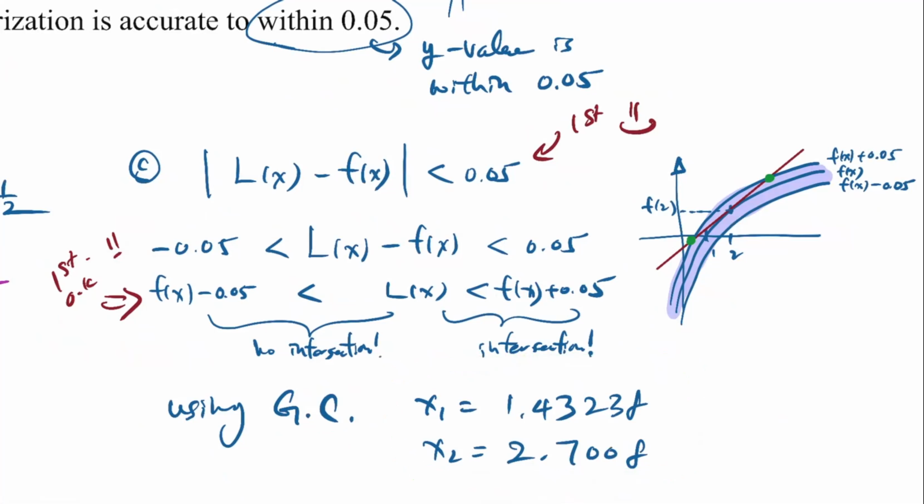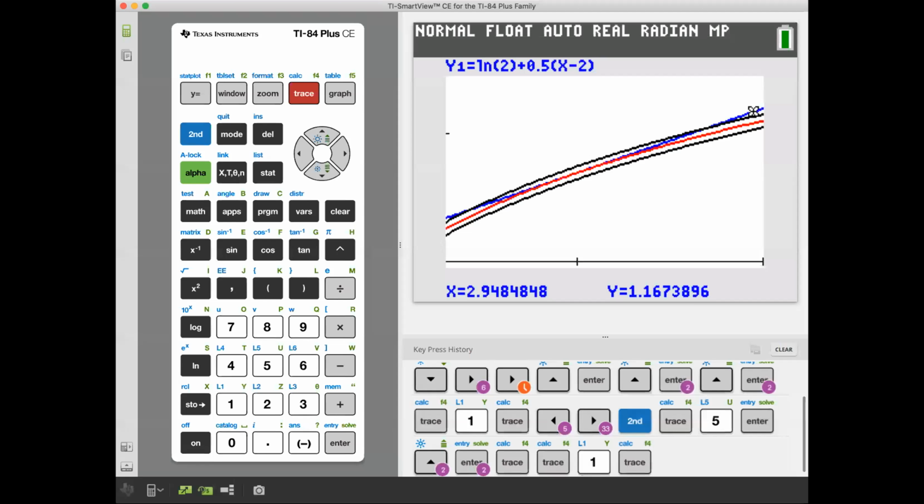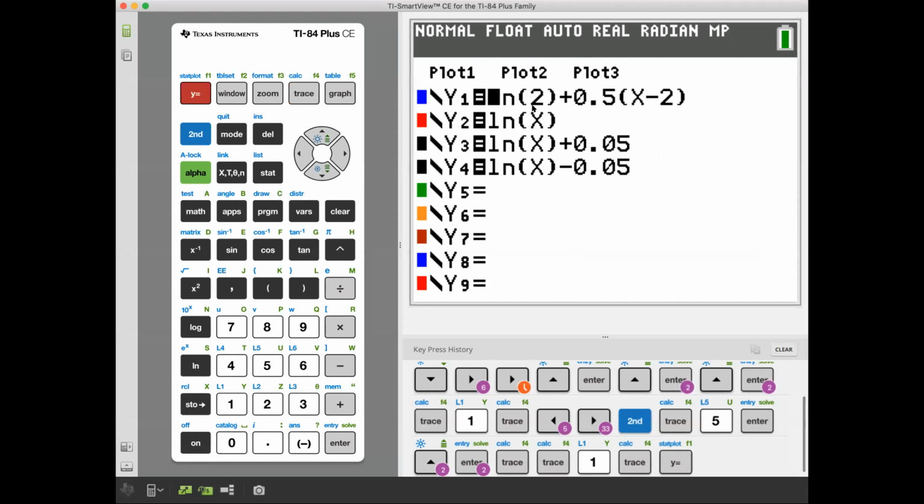Yeah, that is it. You know what? I typed it up on my TI. Let me share that with you. Let me change the screen really quickly. There you go. All right, guys. So y is equal to this. This is the linearization, y1, that's in blue. Red is the actual function that we're dealing with. And then two blacks will be above and below by 0.05.